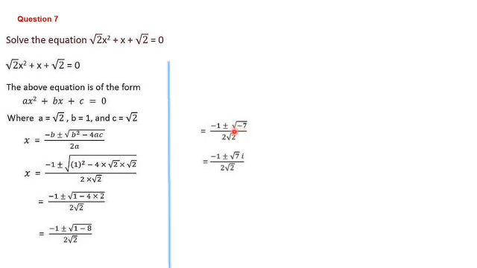That minus 1 I am taking directly as i, iota. Then only 7 is there inside the square root, that comes as root 7. Minus 1 plus or minus root 7 i divided by 2 root 2. So this is the solution. x is equal to minus 1 plus or minus root 7 i divided by 2 root 2. Move on to the 8th question.